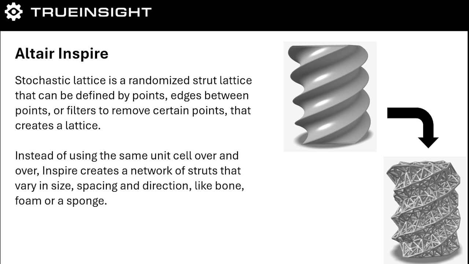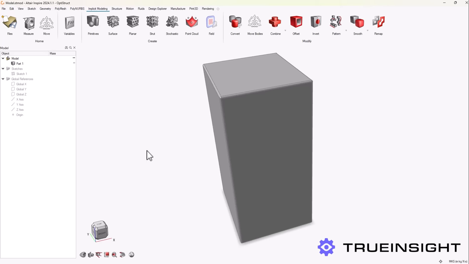So before I show you how to create these in the new versions of Inspire, some might be using the 2024 version, so I just wanted to quickly point out that interface change before diving into the tools. So here I am in the 2024 version. You can see the implicit modeling has its own tab on the ribbon, and you can see the different types of lattices like the surface, planar, strut, and stochastic.